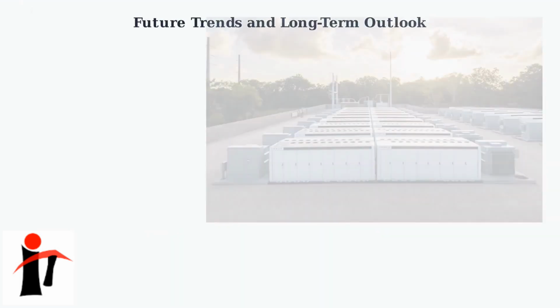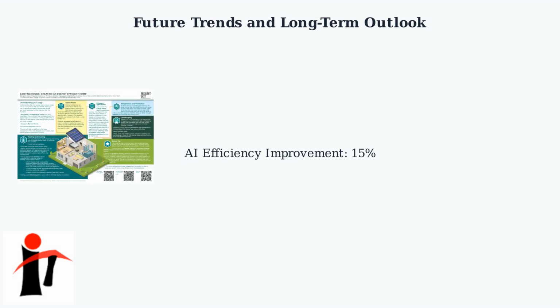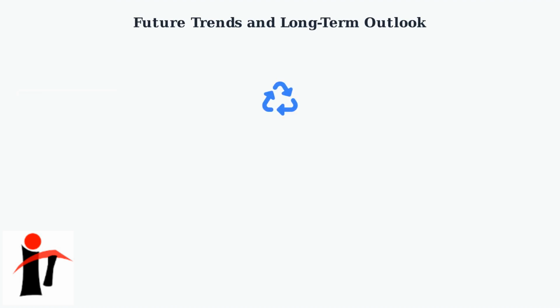The future of energy storage is bright. Tesla is integrating Powerwall 3 into broader ecosystems like Megapack for community grids. AI optimizations have improved efficiency by 15%. Tesla aims for 100% recyclable components by 2030.